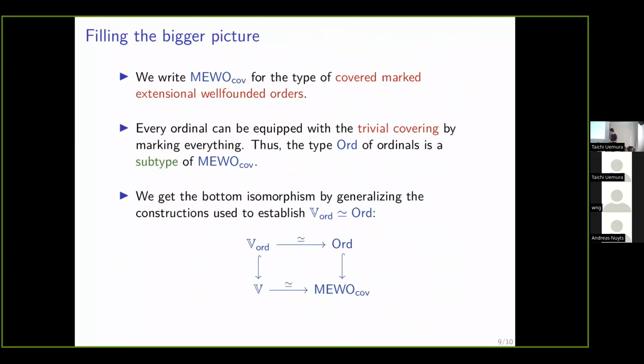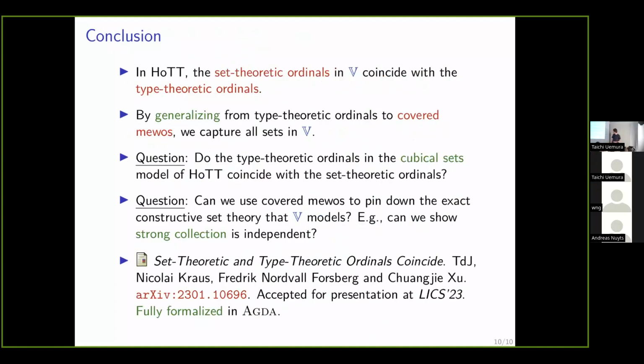the gist of it. And then you get this isomorphism of covered marked extensional well-founded orders. So here you play the same structure, where this was actually an ordinal itself, this becomes a covered Mivo. This one is a covered Mivo, and then you get an isomorphism of such structures, making the diagram commute. So I'll wrap up with some time for questions.